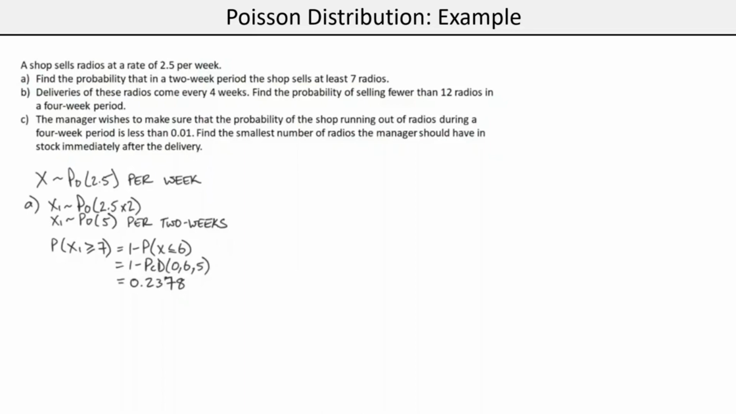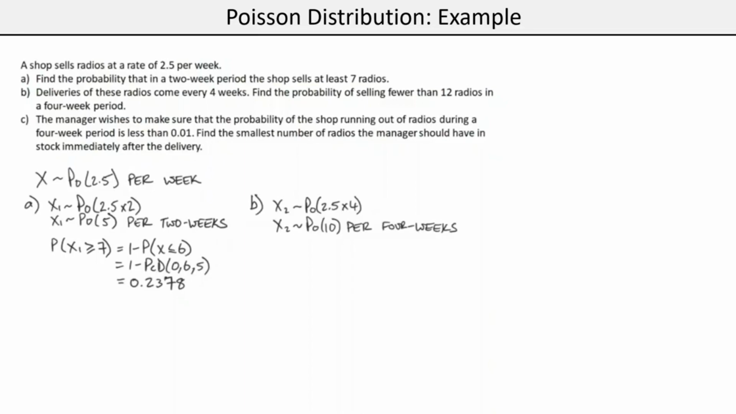In part B of the question, we're told that deliveries of these radios come every 4 weeks, and we're asked to find the probability of selling fewer than 12 radios in a 4-week period. Once again, the time interval has changed, so we want to scale our parameter to match. I had X as the original distribution, X1 as the first modification, X2 is going to be my new modification. It's going to be 2.5 multiplied by 4 to represent the 4 weeks. So X2 follows a Poisson of 10 per 4-week period.